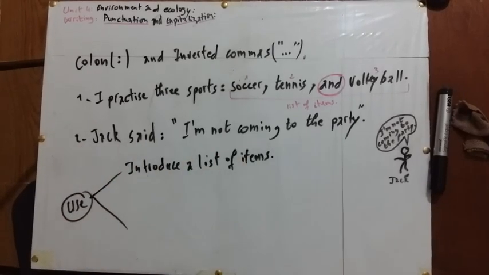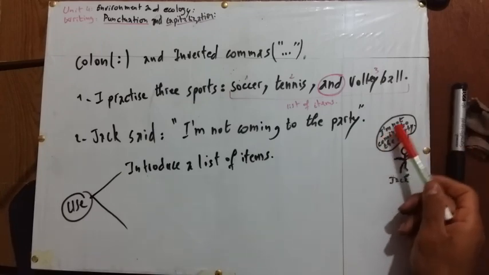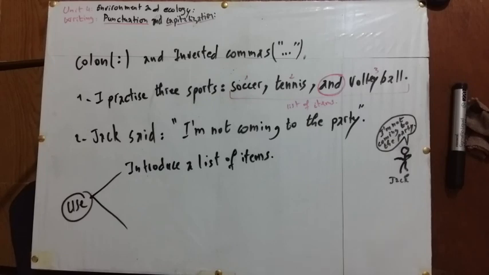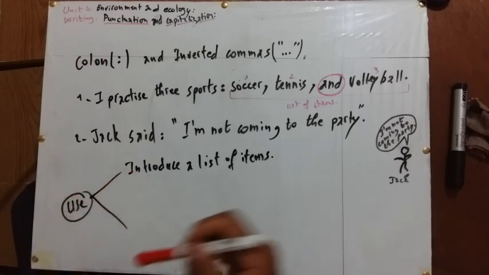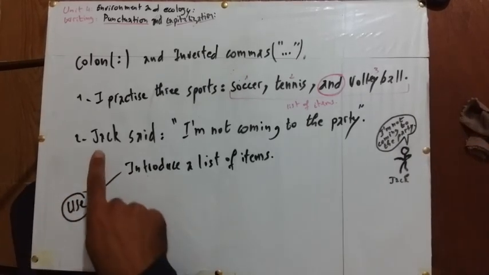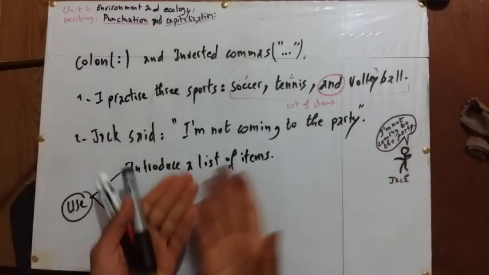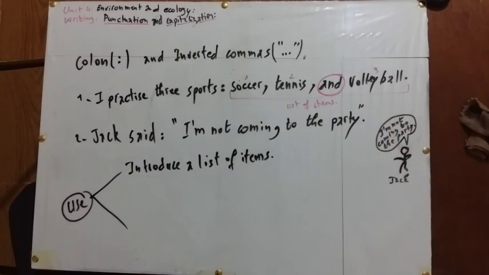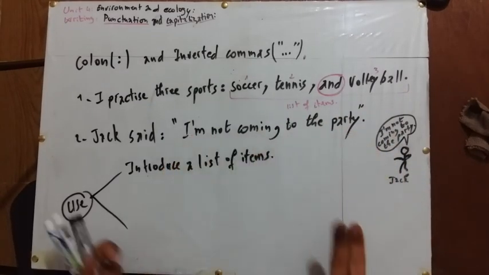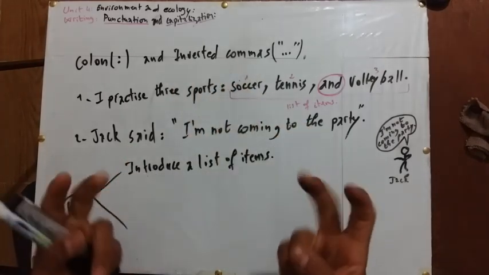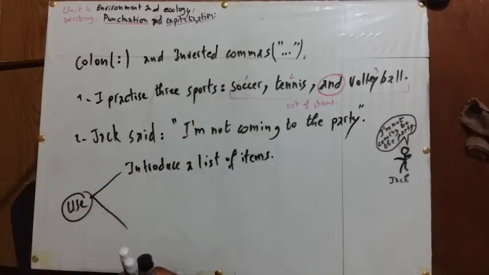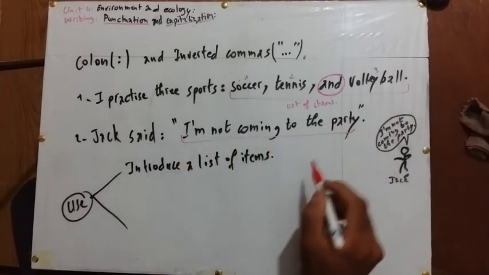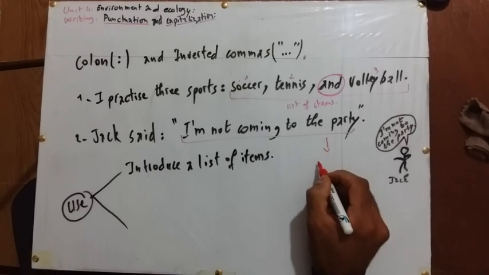Now, the second example. Jack said, "I'm not coming to the party." So Jack is not coming to the party. Someone is going to come and tell us that Jack said, "I'm not coming to the party." So it's like copy paste. What has Jack said? I put it between inverted commas. Okay? Inverted commas. So what do I call this? This is called a quotation.